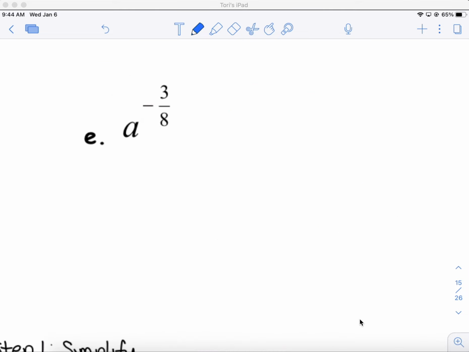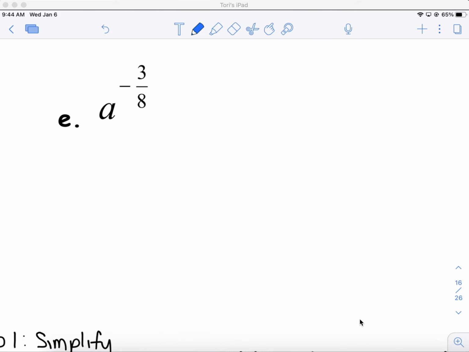All right, moving to the bottom. Remember that a negative exponent moves you down a level. So if this is like a over 1, then what we are basically doing is moving it down to the bottom. So if I say I have 1 over a to the 3/8, you could do this with radicals if you wanted to, or you can just understand that you can't have a fractional exponent in the denominator.